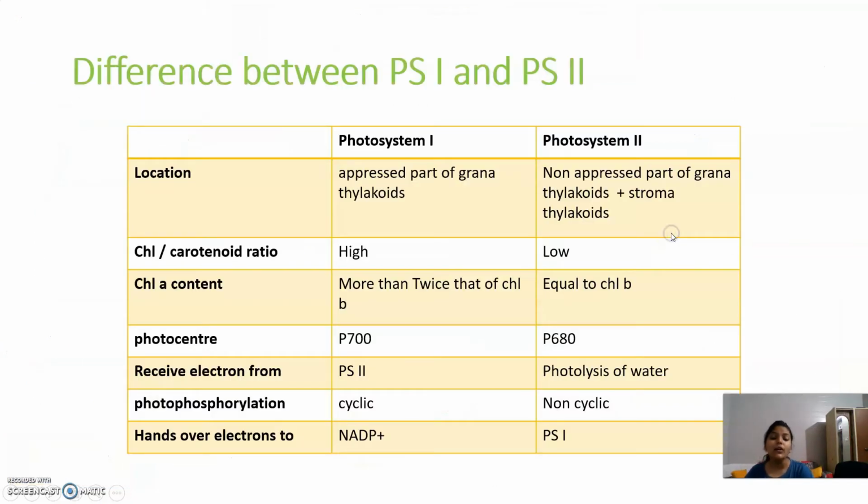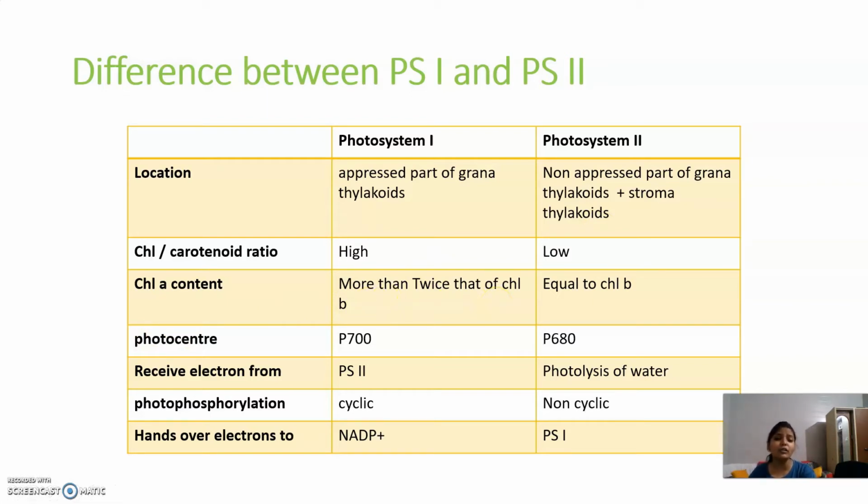Let's proceed forward towards the difference between photosystem 1 and photosystem 2. We have already discussed photosystem 1 and 2 many times in this video. Let's do a brief about the differences. Photosystem 1 is located in the non-appressed part of grana. Photosystem 2 is located in the appressed part of grana and grana thylakoids and the stroma thylakoids. The chlorophyll to carotenoid ratio is high in photosystem 1 and low in photosystem 2. The chlorophyll A content is more than twice the chlorophyll B content in photosystem 1.